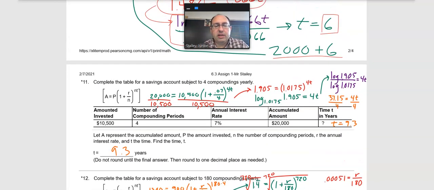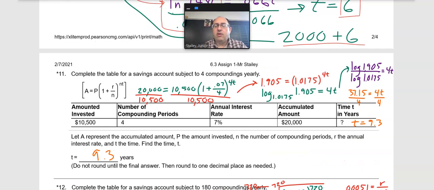11 looks more complicated, but it's not really. However, this one is very similar to the last question. So we're starting with 10,500. We want to know when you get 20 grand. 7% interest, so I had to put that in the formula, 0.07. It is compounded 4 times a year, so this is not the Pert formula. This is the regular compound interest formula.